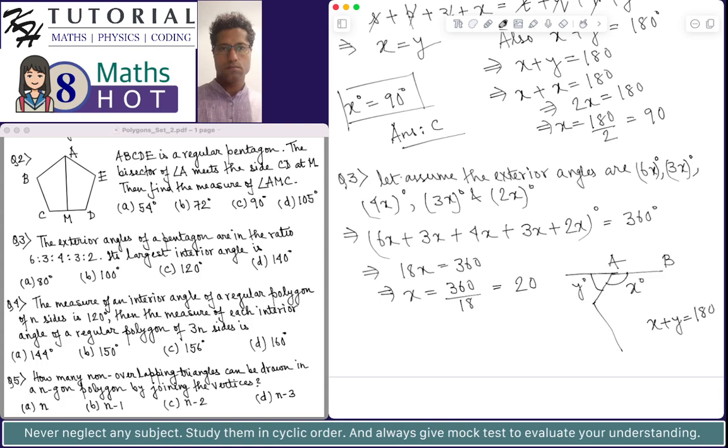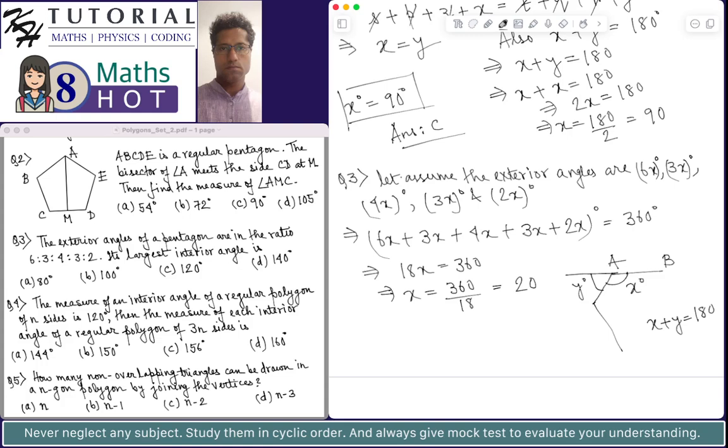So if you want to have the maximum value of x, definitely y will be minimum. So we have to find the minimum exterior angle, then only we can find the maximum interior angle just by subtracting from 180 degree, because we know that the sum of the largest interior angle and the minimum exterior angle will be 180 degree.